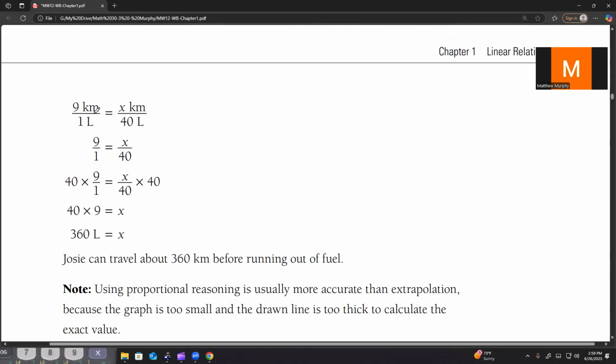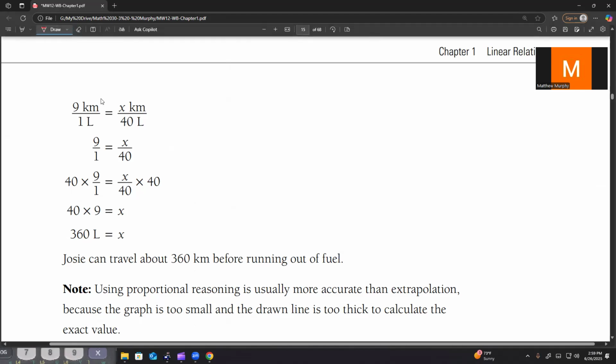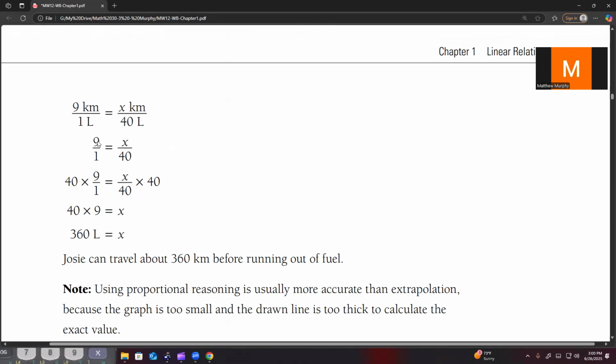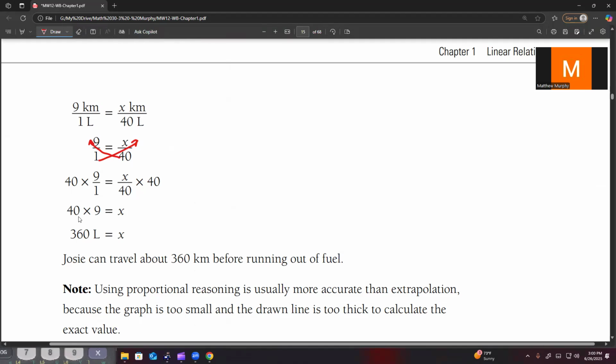If you can go 9 kilometers per 1 liter, then how many kilometers can you go per 40? And what you do with proportional reasoning is make sure you've got the same units top and bottom. So I've got 9 kilometers, X amount of kilometers, 1 liter, 40 liters. Then once you have that set up properly, you can just remove the units. If it confuses you, you now have 9 over 1 equals X over 40. And from here, we can just cross multiply. So 40 up here, 1 up here. So what you end up with is 40 times 9.